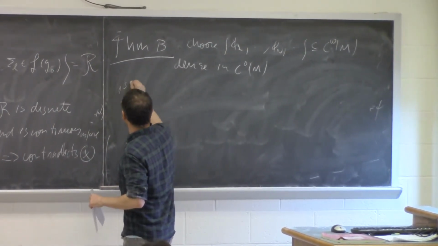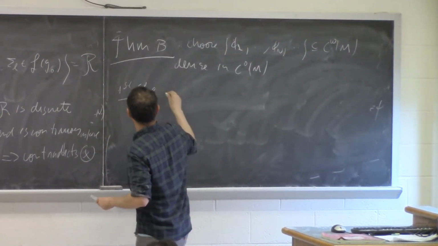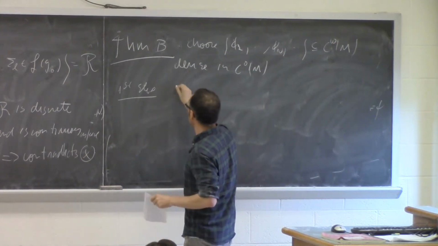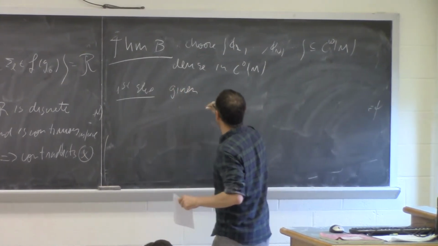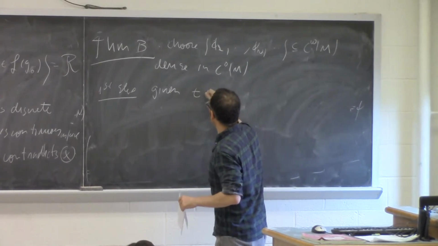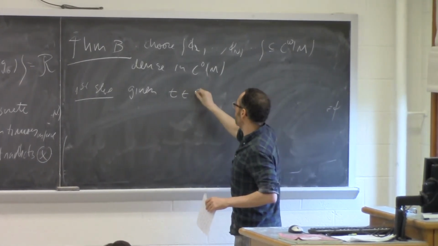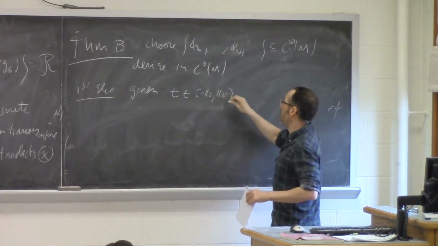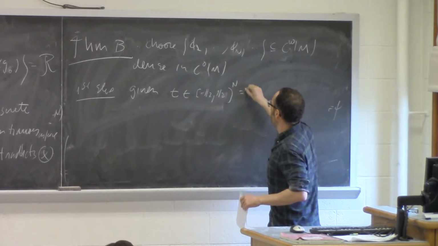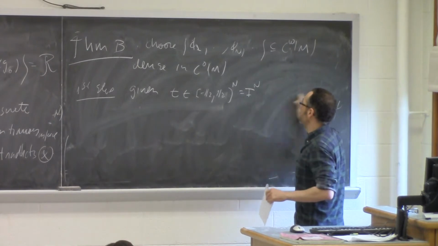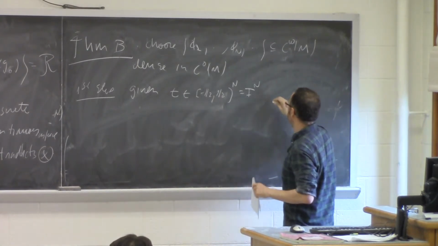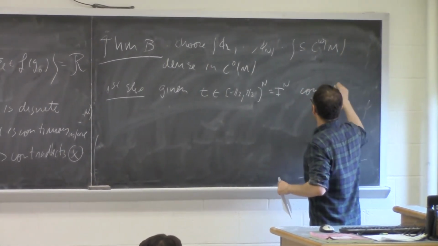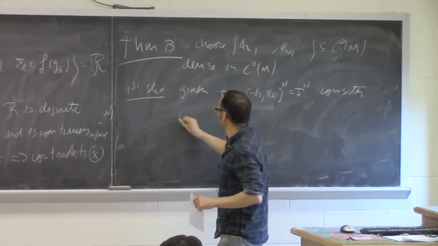So let's do this first step, which is the following. Let's consider a conformal deformation of the metric. Given T, a vector in the cube of length 1. So this is an n-dimensional cube. Given T, a vector there, consider the following conformal deformation.